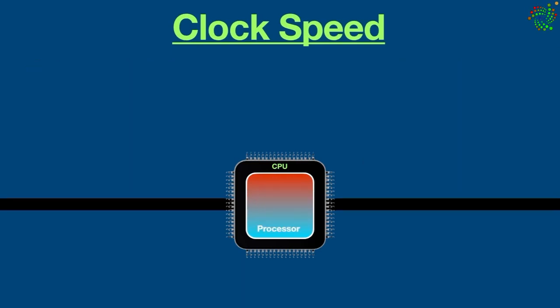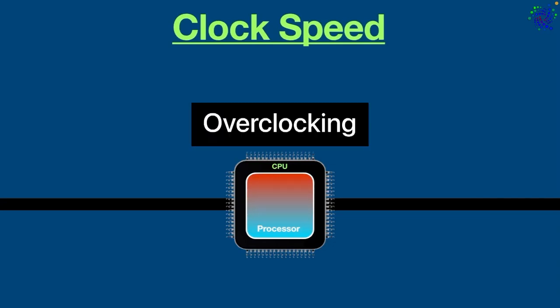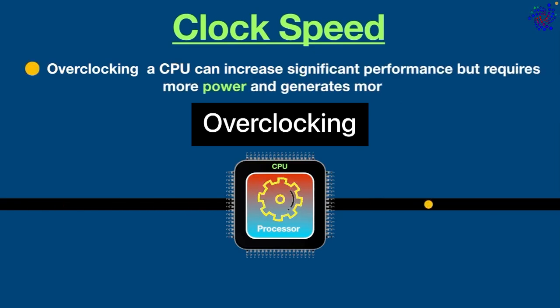Now let's break it down into further details. As I have mentioned above, the speed of the CPU clock determines the number of instructions it can perform in 1 second of time. However, the speed of the CPU clock can be increased by overclocking. Overclocking a CPU can increase performance significantly but requires more power and generates more heat. So as you raise the clock speed, there can be stability issues and your system might crash.